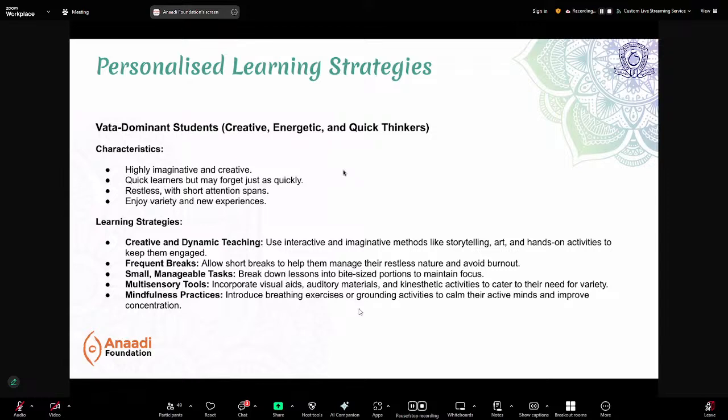So use interactive and imaginative methods like storytelling, art, and hands-on activities to keep them engaged. Frequent breaks may be required because they keep fidgeting, right? Give small manageable tasks: break down lessons into bite-sized portions so that they can focus easily, and incorporate visual aids, auditory material, and kinesthetic activities to cater to their need for variety. And you can include mindfulness practices like breathing exercises, which will help them to ground themselves and calm down, so that they are feeling more stable, right?